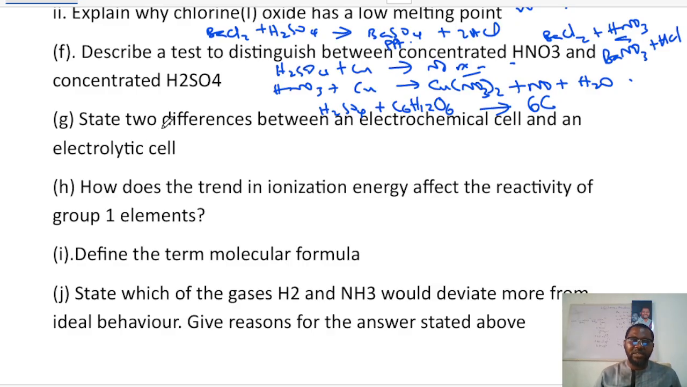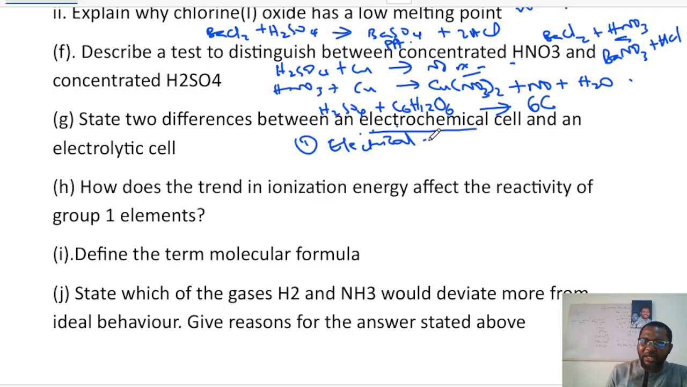Now the next question says, state two differences between an electrochemical cell and an electrolytic cell. There are many differences. One of the differences is that an electrochemical cell converts electrical energy to chemical energy. So electrical to chemical.